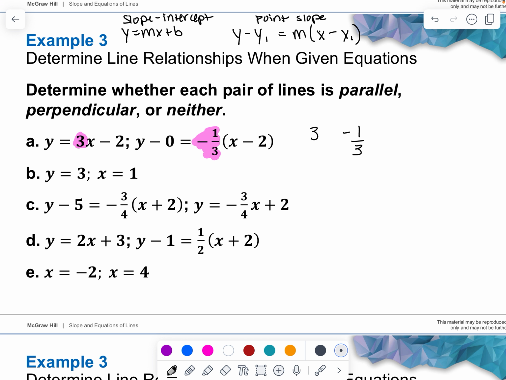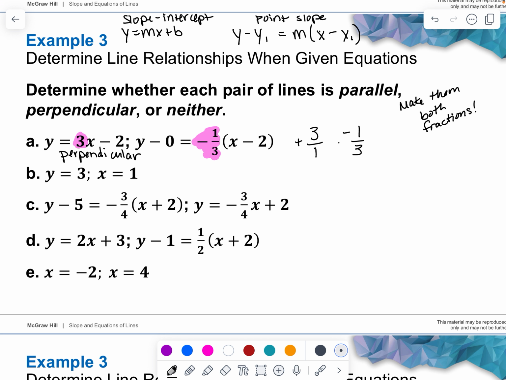Now, at first, do they look perpendicular? Do they look like negative reciprocals? It's kind of confusing because this one is a whole number and this one's a fraction. But let me say this. Make them both fractions. So 3/1. Oh yeah, they are both negative reciprocals. Look at this. This is positive, that's negative. 3/1, 1/3. This one is perpendicular.